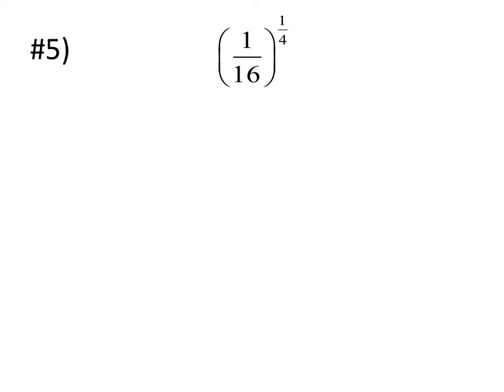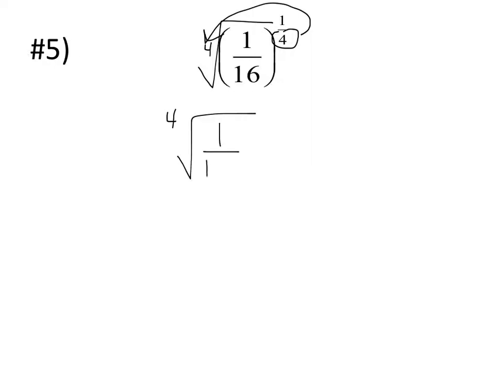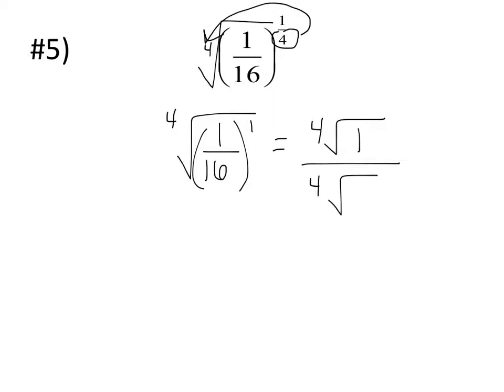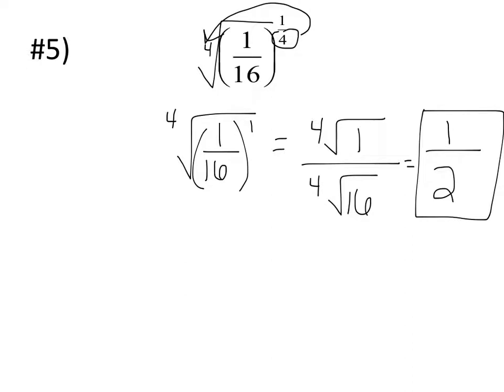Alright, same situation here. We're going to swing the denominator around to become the index and add a radical. So it's going to be the 4th root of 1/16 to the first power. And you know that you can break up the radical and do 4th root of 1 over 4th root of 16. I don't know what the 4th root of 1/16 is, but I know that the 4th root of 1 is 1 and the 4th root of 16 is 2. So 16 to the 1/4 power is just 1/2.